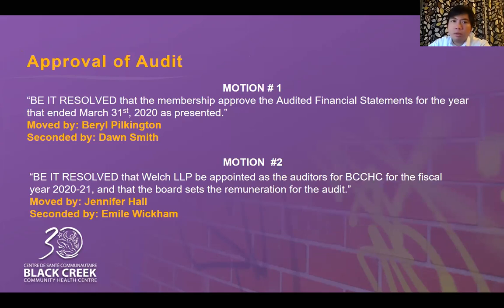Awesome. Okay. So seeing that there are no questions regarding the audited report, I'm going to be presenting two motions. The first motion is to approve the audited financial statements for fiscal year beginning April 1st, 2019 and ending March 31st, 2020. Similar to the previous motions as presented by Nicola, these were already moved and seconded ahead of time. It was first moved by Beryl and then seconded by Don. Are there any questions or anyone who is opposed or abstaining from this motion? Okay, seeing none, I will carry this motion and move on to the second one.